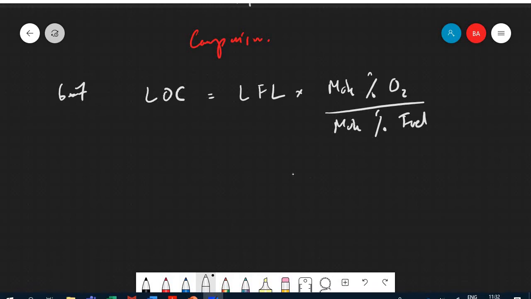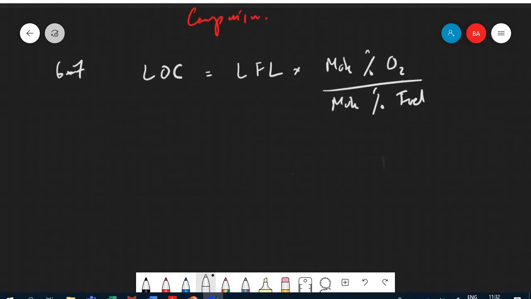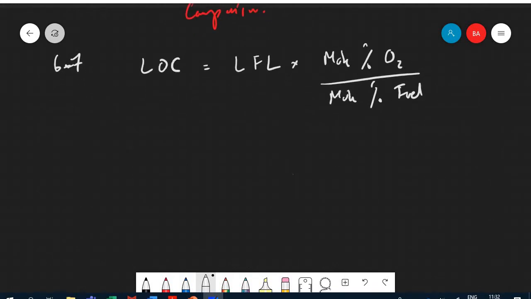So that is the equation I can calculate from. Actually, we can also do it from another equation, because the mole percentage of O2 over the mole percentage of fuel, we can get from the stoichiometry as well. And if we can get them from the stoichiometry, this becomes even simpler and easier.